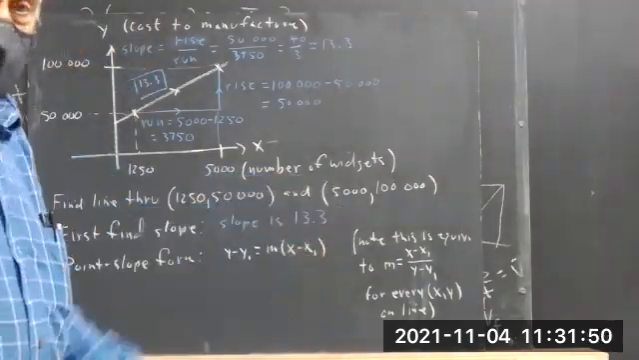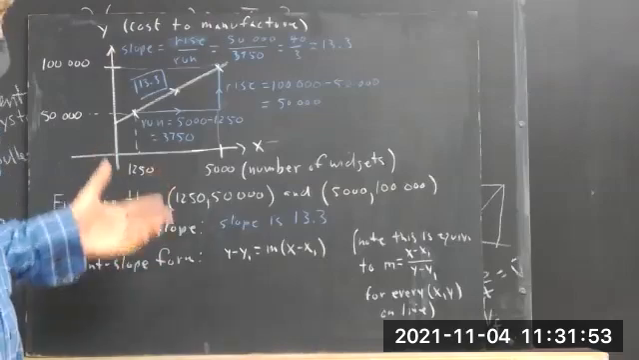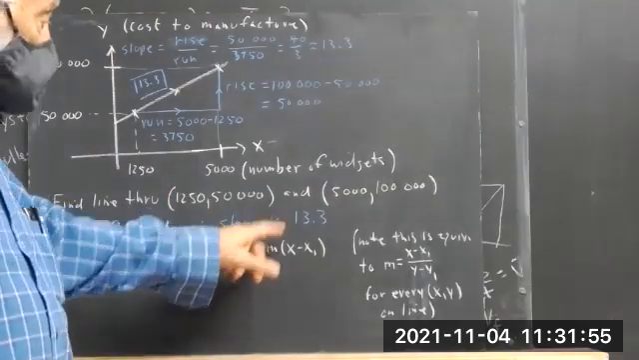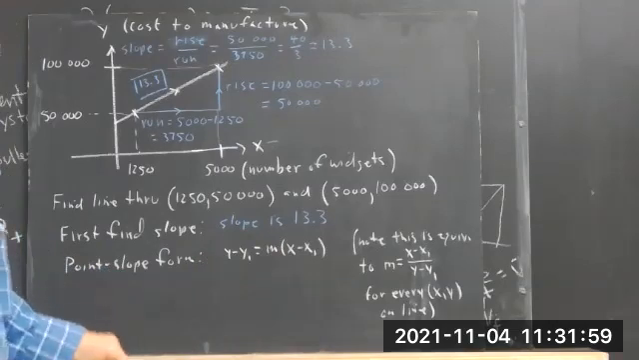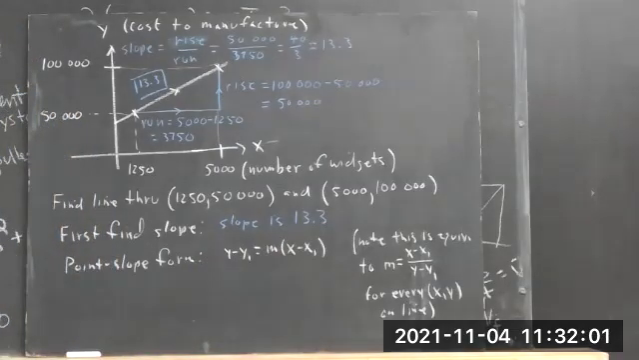We have 2 points. We could use either one of them along with the slope, plug it in and solve for y. So we should do that at this point.